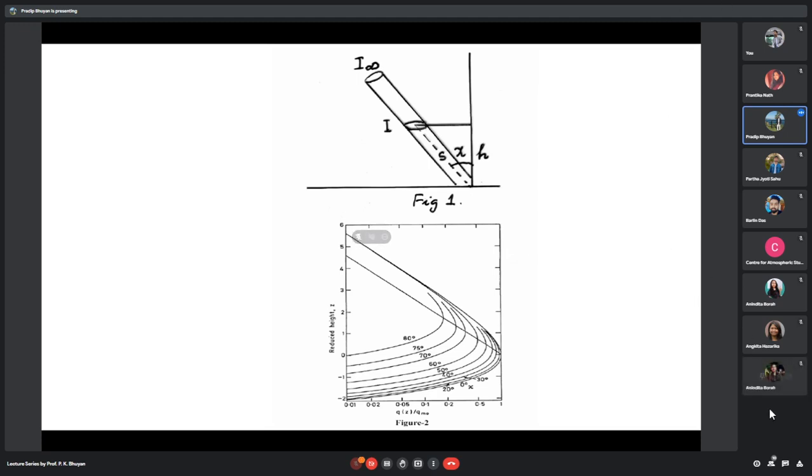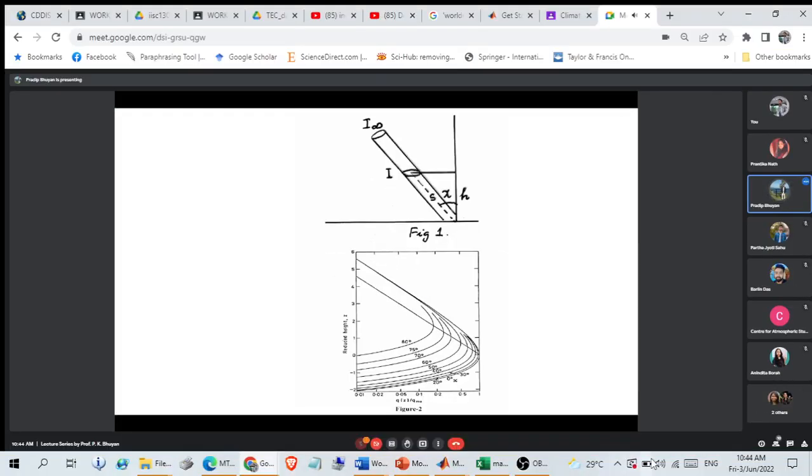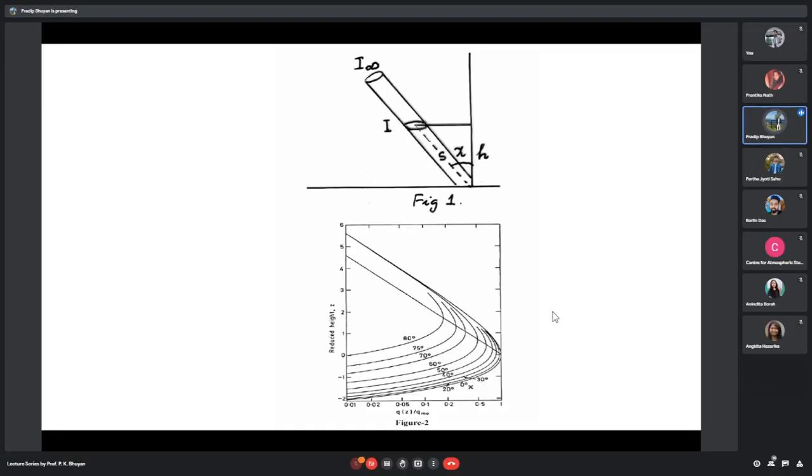So let us begin from where we left yesterday. Chapman assumed that the ionosphere or the upper atmosphere is stratified and has only one species, and it is ionized by solar radiation, monochromatic solar radiation, only one type of solar radiation.